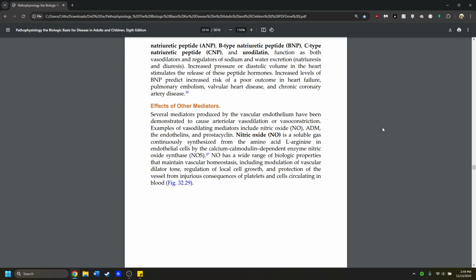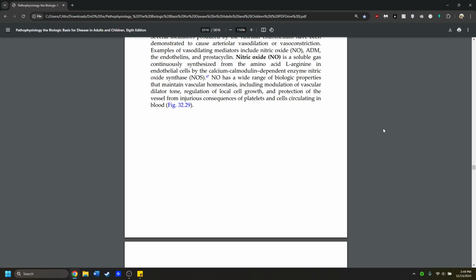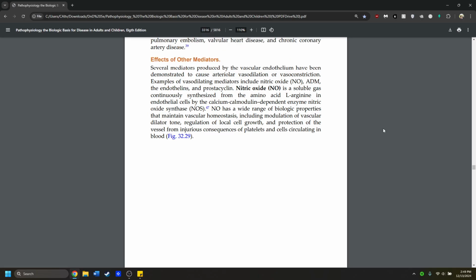The effects of other mediators. Several mediators produced by the vascular endothelium have been demonstrated to cause arteriolar vasodilation or vasoconstriction. Examples of vasodilating mediators include nitric oxide, ADM, the endothelins, and prostacyclins.